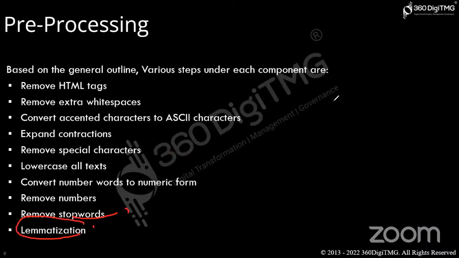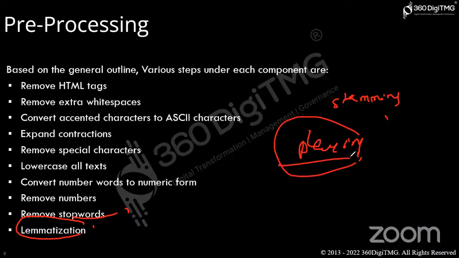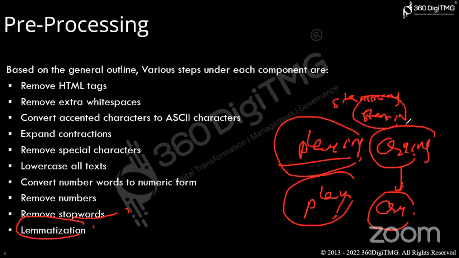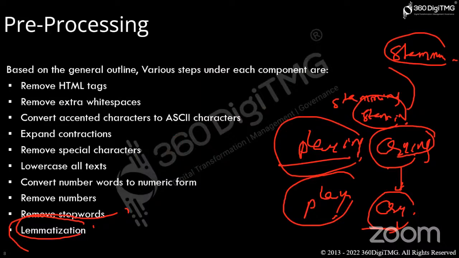Lemmatization. See, whenever doing stemming, like I've explained earlier, let's say playing, we'll simply convert into play. Cry, simply convert into cry. Removing the prefixes and suffixes is called stemming. In stemming, sometimes whenever you're doing stemming, it doesn't make any sense. To avoid that, we will be using lemmatization.